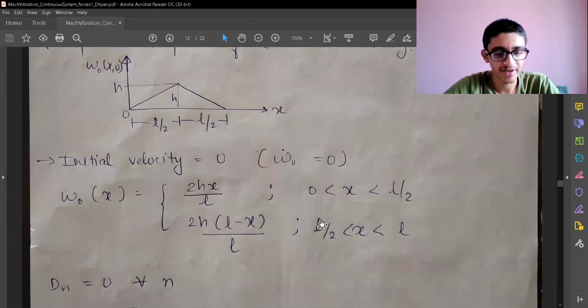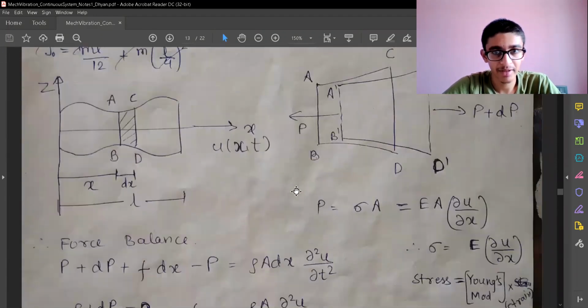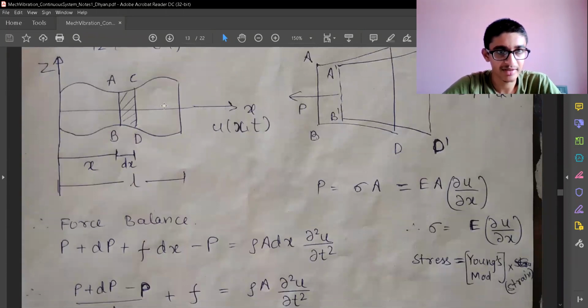So we can end over here. In the next video, we'll start with longitudinal vibration, that are the vibrations along the length of a string.